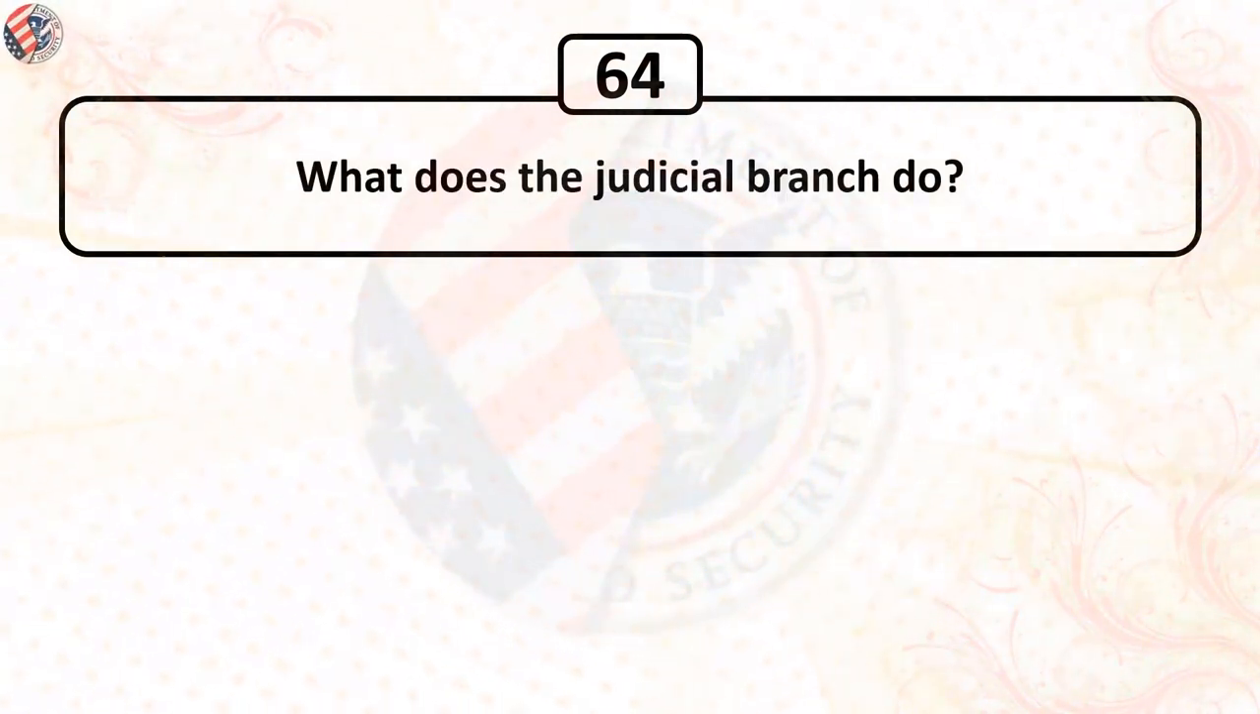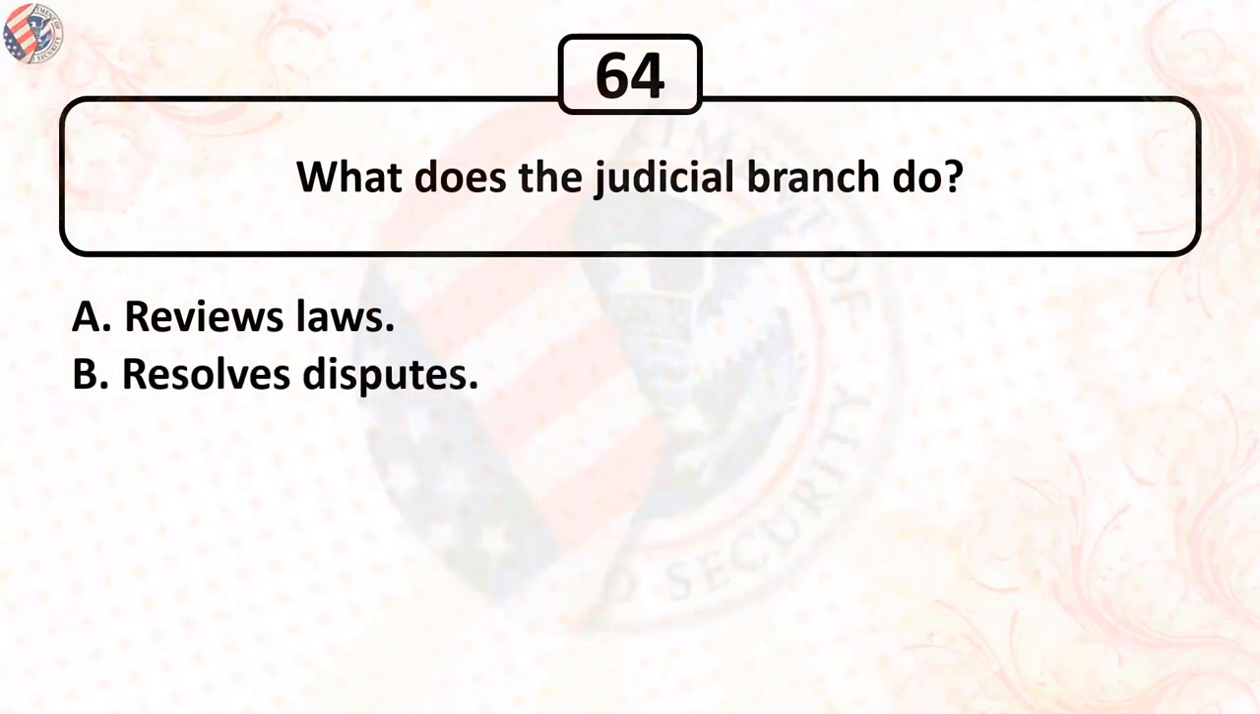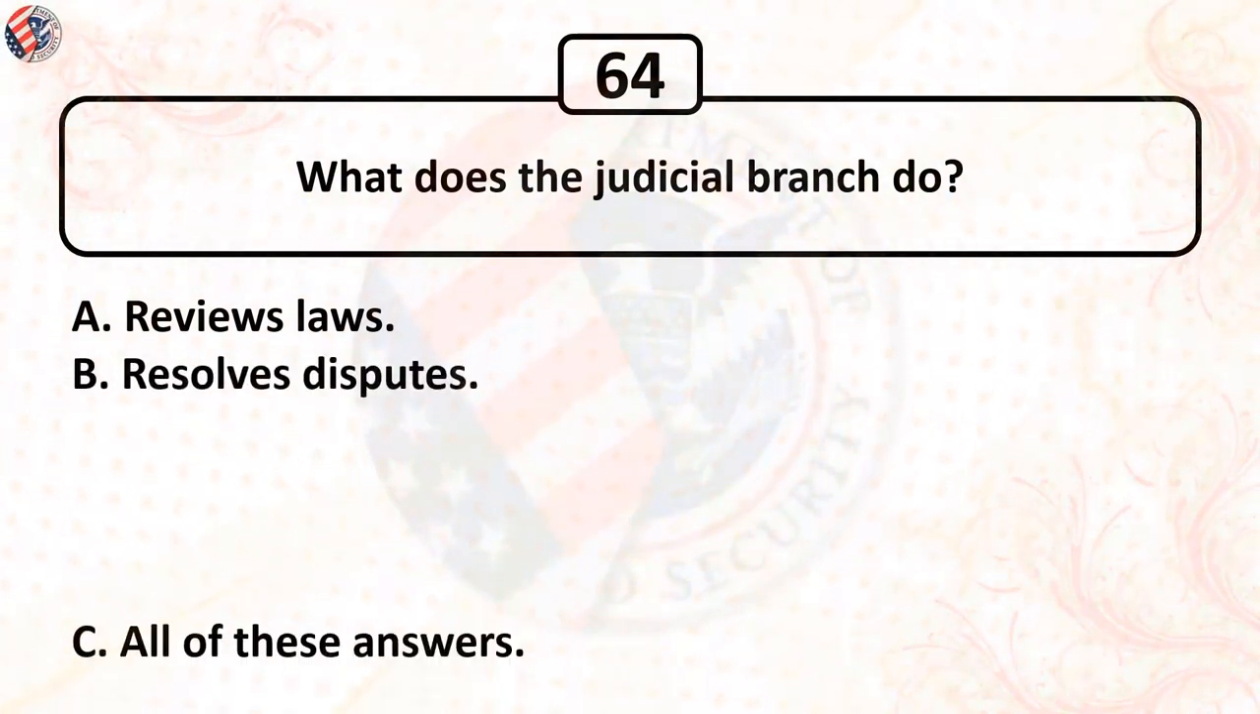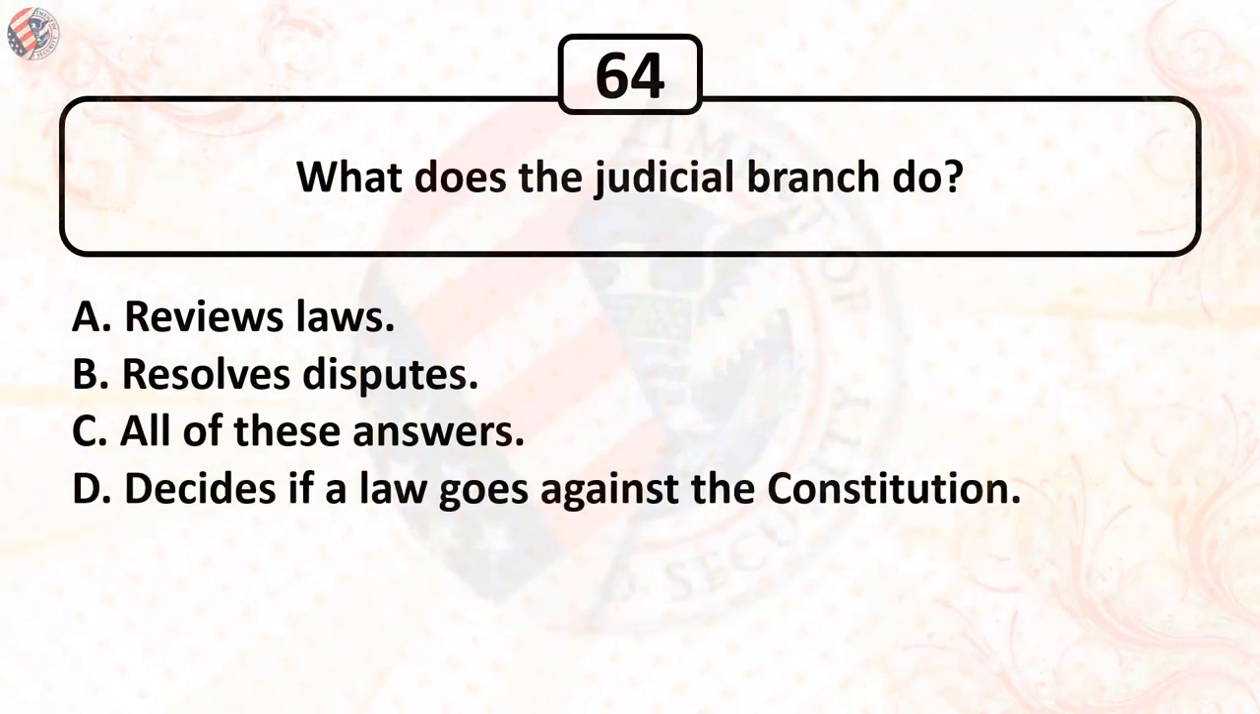What does the judicial branch do? A. Reviews laws. B. Resolves disputes. C. All of these answers. D. Decides if a law goes against the Constitution.